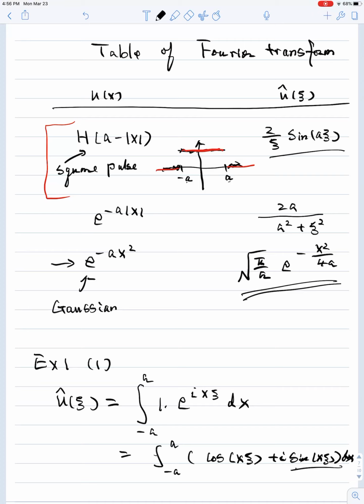I actually need to come back to correct this. This variable here should not be x, it should be xi. Okay, so let me correct this. It should be xi squared.